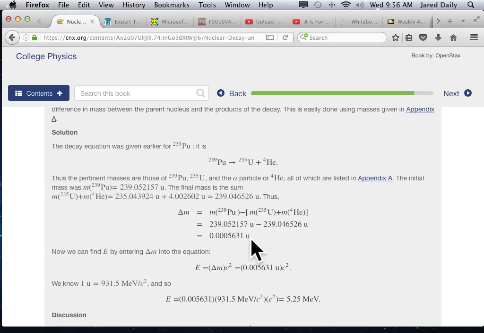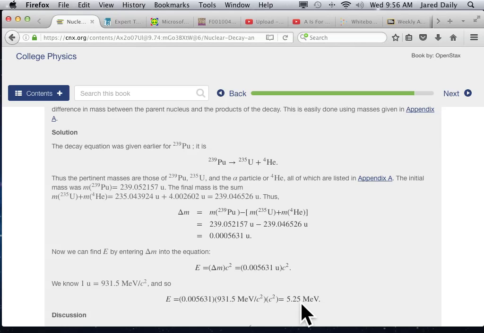So then you multiply that out by c squared. Now we use a different version of c squared when we're using atomic units. C squared is 931.5 mega electron volts per c squared. So that's your c squared right there, right? And then you multiply by c squared to get rid of the c squared, and that's your conversion. In this case, you get 5.25 mega electron volts of energy. That's a lot.